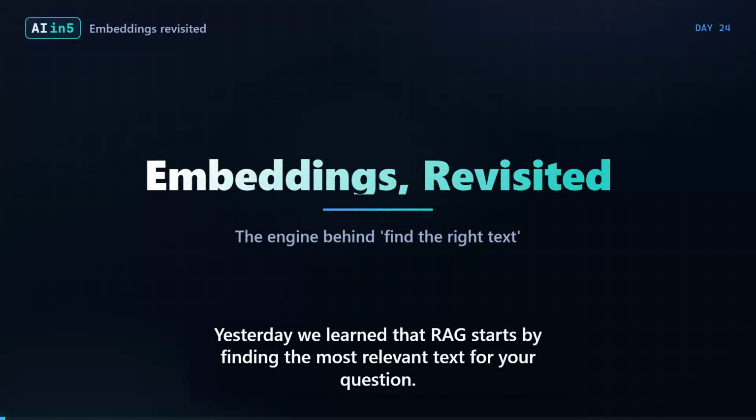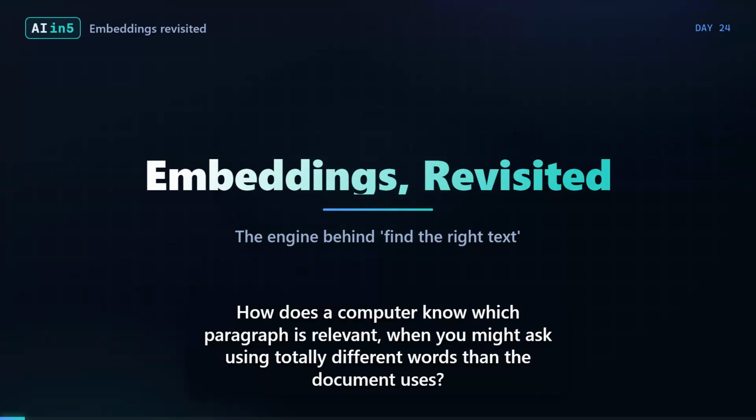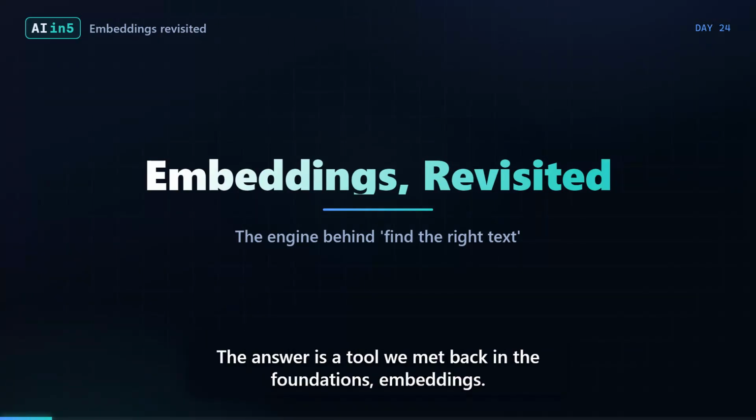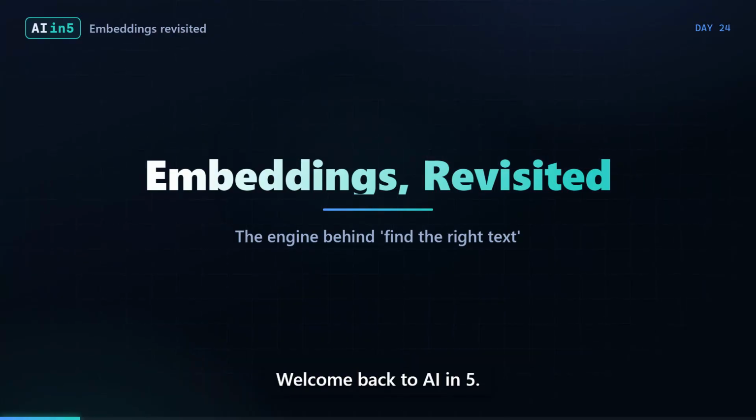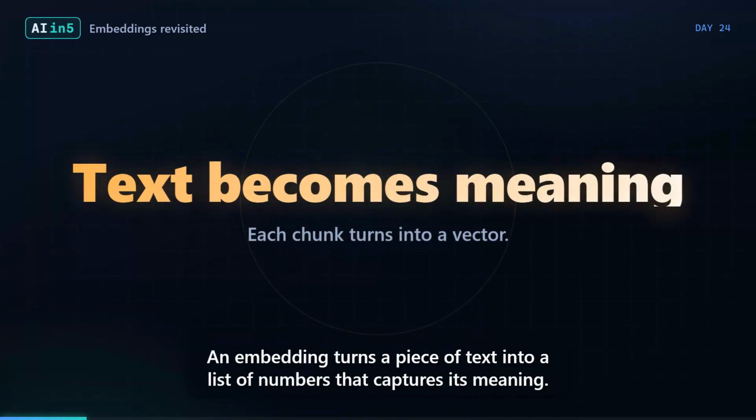Yesterday, we learned that RAG starts by finding the most relevant text for your question. But that raises a tricky question. How does a computer know which paragraph is relevant when you might ask using totally different words than the document uses? The answer is a tool we met back in the foundations, embeddings. Today, we revisit them, this time as the engine that powers retrieval.